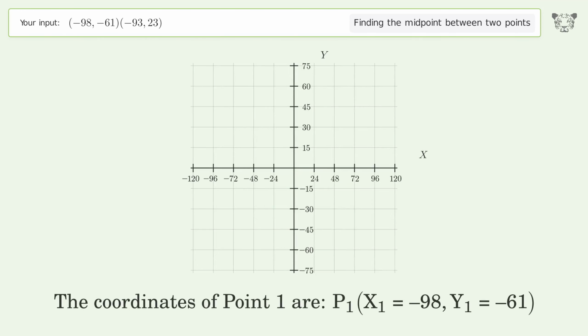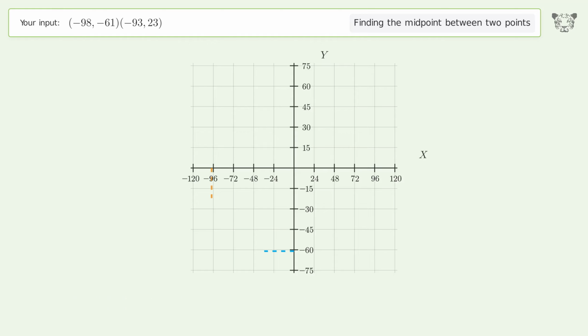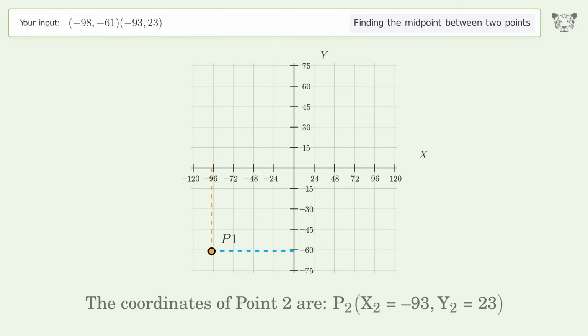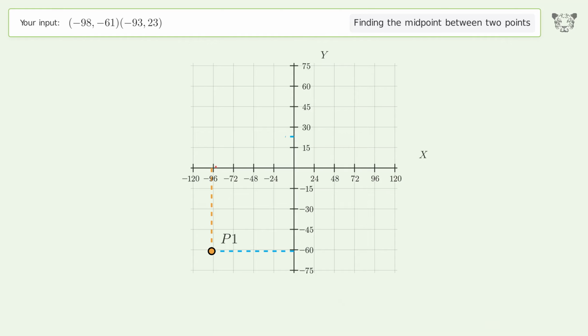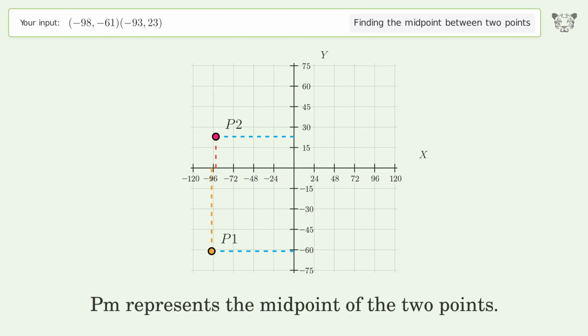The coordinates of point 1 are, x1 equals -98, y1 equals -61. The coordinates of point 2 are, x2 equals -93, y2 equals 23. PM represents the midpoint of the 2 points.